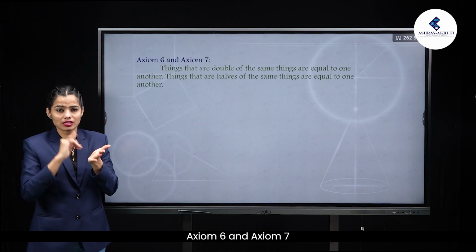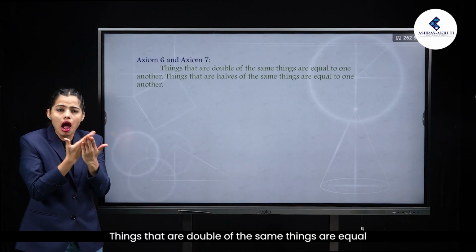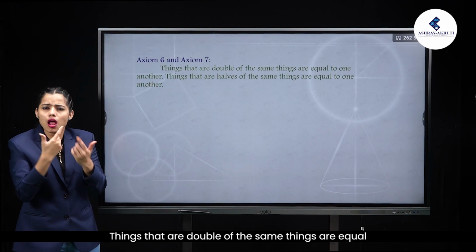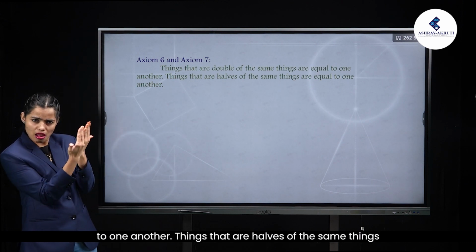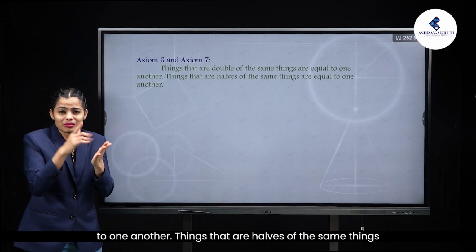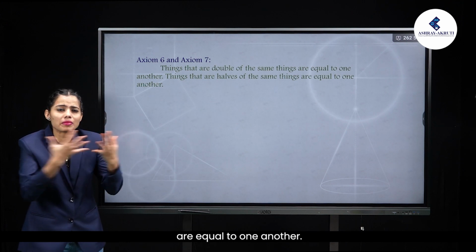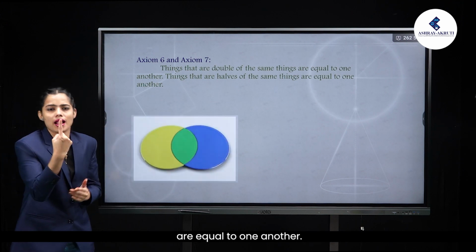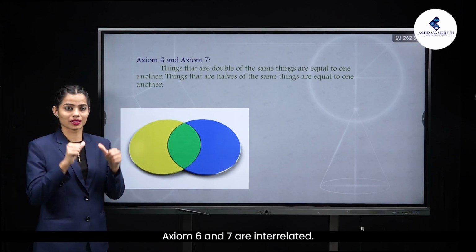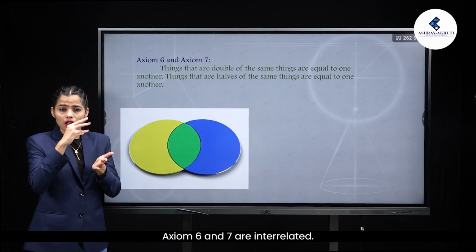Axiom 6 and axiom 7. Things that are double of the same things are equal to one another. Things that are halves of the same things are equal to one another. Axioms 6 and 7 are interrelated.